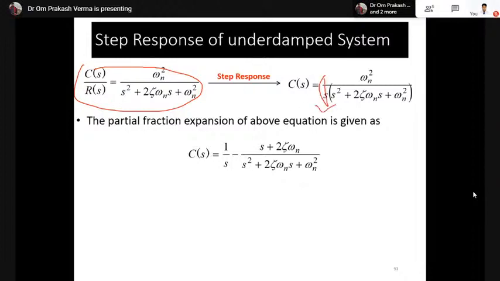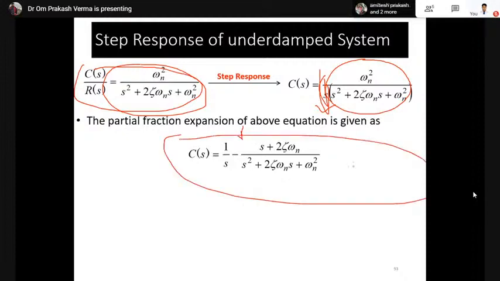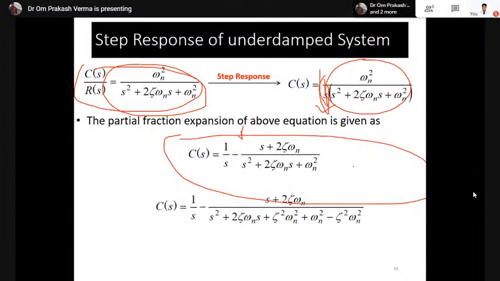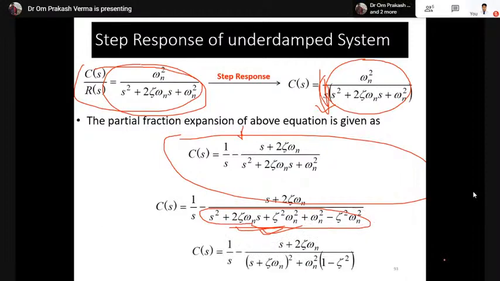1 upon s is the Laplace transform of the unit step function, and it is multiplied with the transfer function, omega n square upon s square plus 2 zeta omega n s plus omega n square. Then, using partial fractions, you can separate these polynomials and break this equation down to find the final equation. So the equation becomes like this after solving.